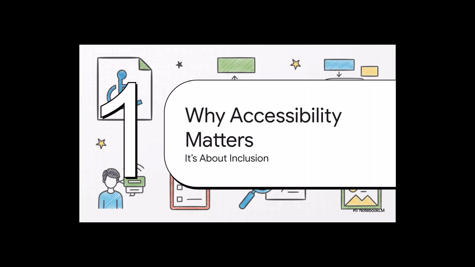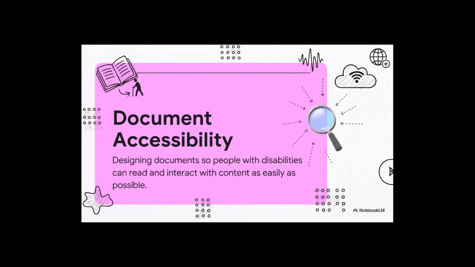Why does this matter so much? Well, it all boils down to one critical idea: digital inclusion. Document accessibility just means designing your stuff so that people who use assistive technologies, like screen readers that read text out loud, can get around and understand it just as easily as anyone else. It's really about giving everyone equitable access.